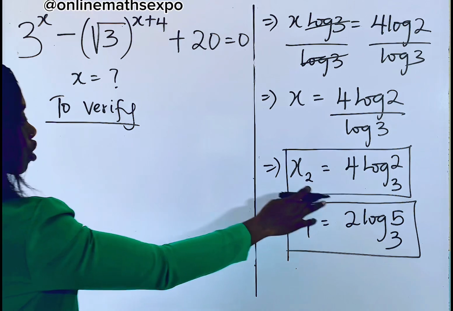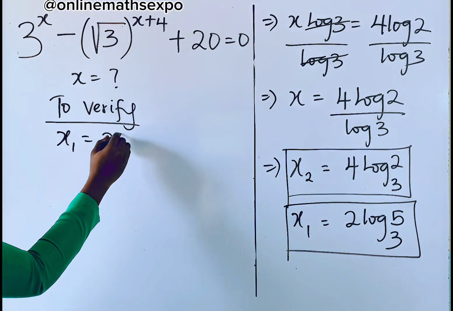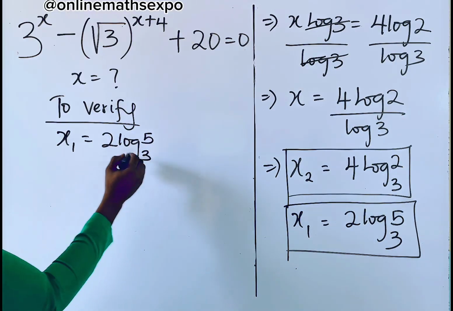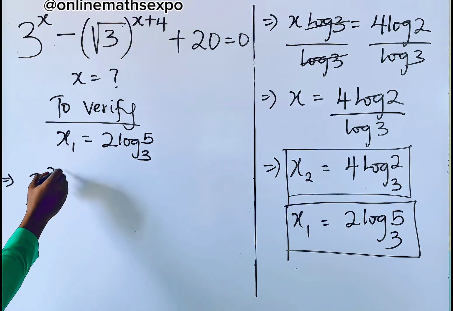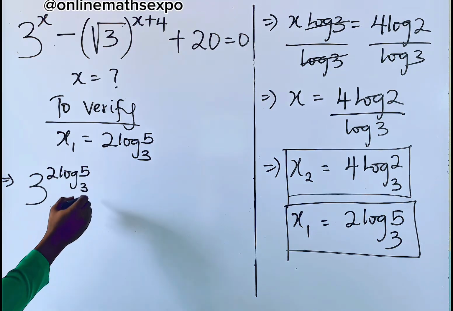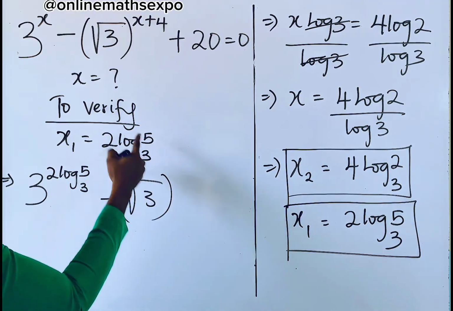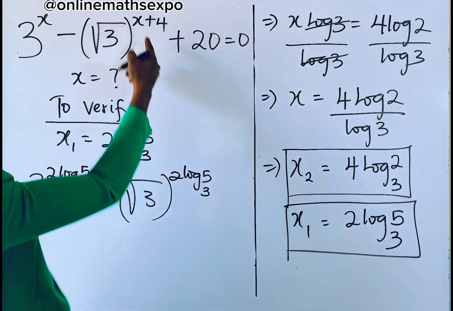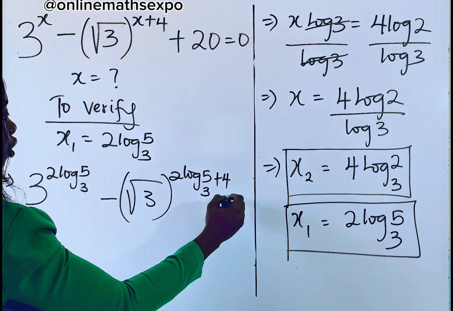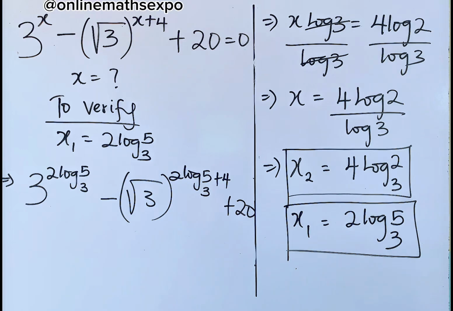we're going to start with the first value of x, from when x is 2 log 5 base 3. Let's plug it here. We're going to have 3 to the power of 2 log 5 base 3 minus root of 3 to the power of our x, which is 2 log 5 base 3, then add 4 to it, plus 20. Will this be equal to 0? Let's see to that. So we're going to keep simplifying this.